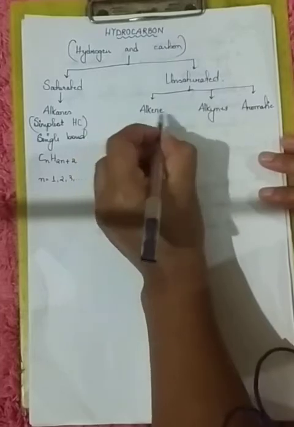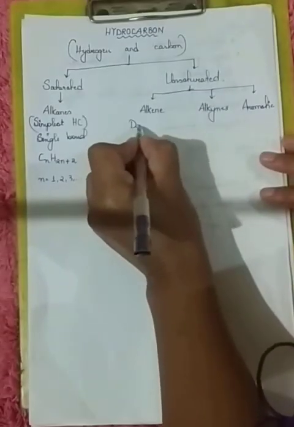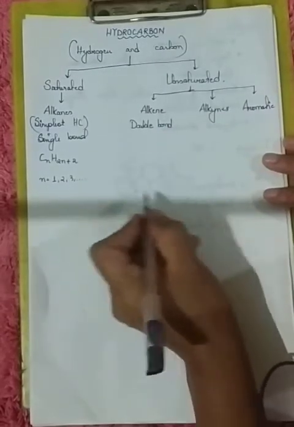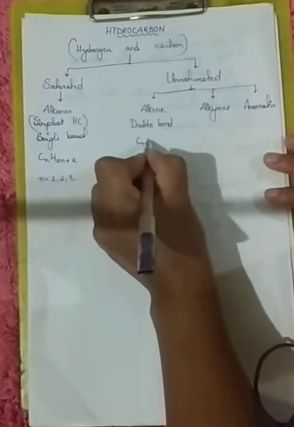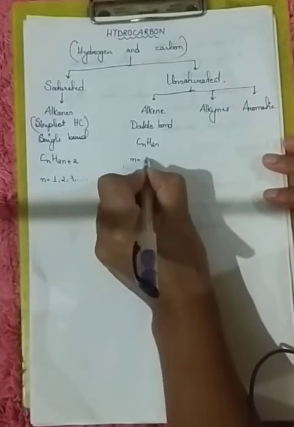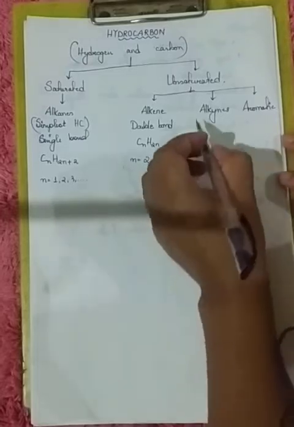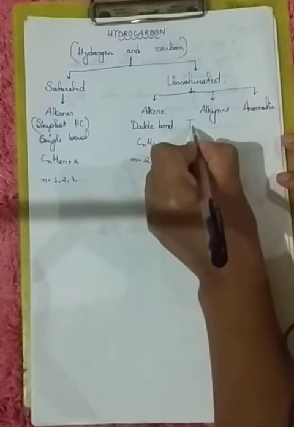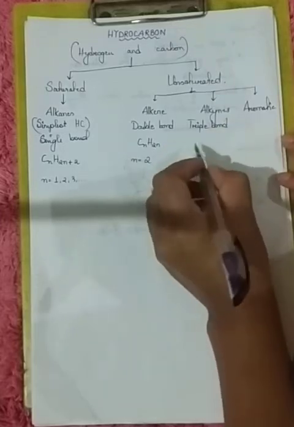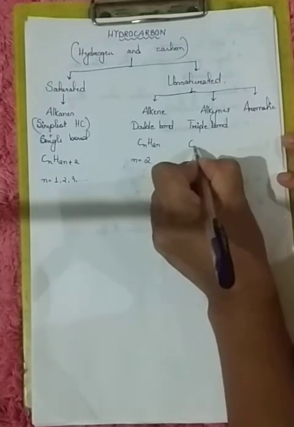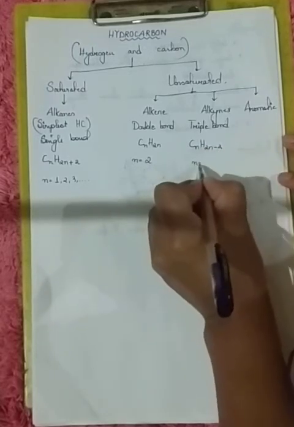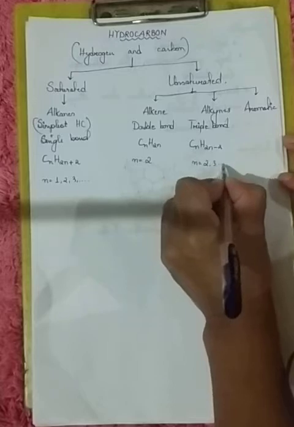Moving on, alkenes are the double bonded hydrocarbons, and they have a general formula of CnH2n. Here in the double bond, n will start from 2, that I will explain later. Now alkynes are of triple bond, and the general formula for alkynes is CnH2n-2. Here also n will start from 2, 3 and so on.